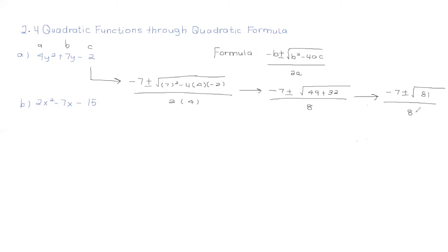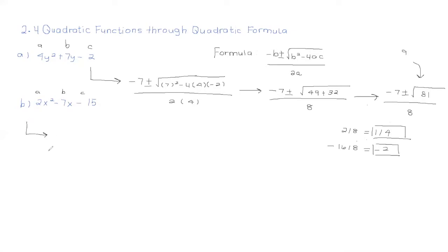And we know the square root of 81 is 9. So negative 7 plus 9 is 2, and over 8 equals 1/4. Negative 7 minus 9, as we know, is negative 16, and over 8 is negative 2. So our two solutions for this quadratic function are 1/4 and negative 2.